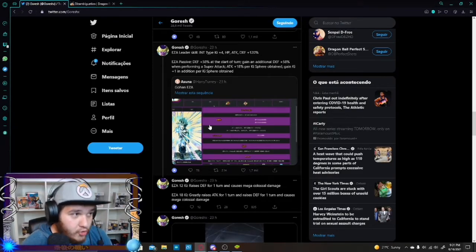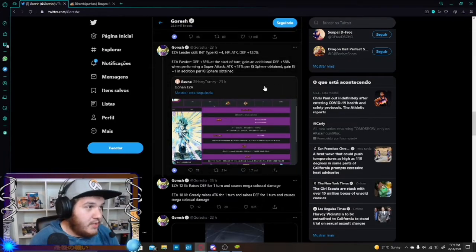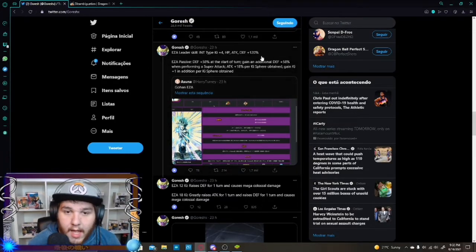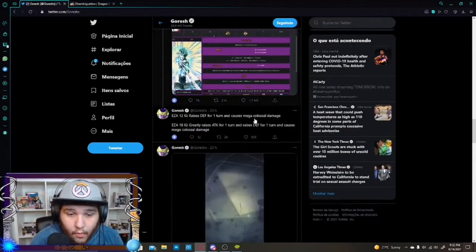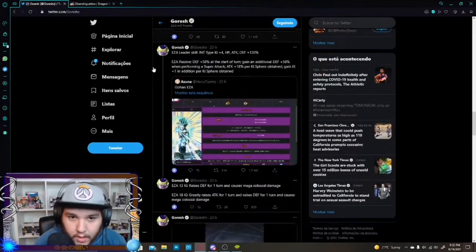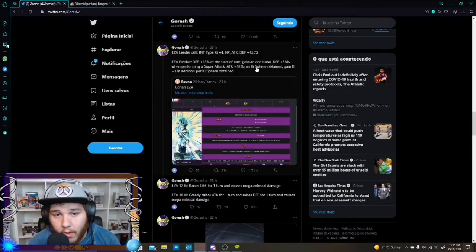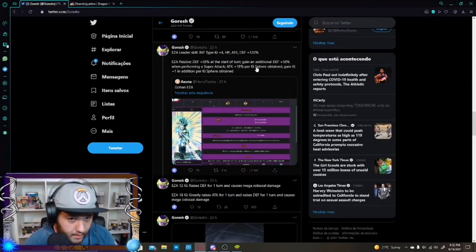LR Gohan, when he dropped, he was the first character. In that time, it didn't exist support. It was leadership of 70% attack and defense, and attack only. And he was the only character who could do 1 million damage. He was insane at the time, and now he should be insane as well. So here we go. To be honest, I already saw this, but let's talk about it.